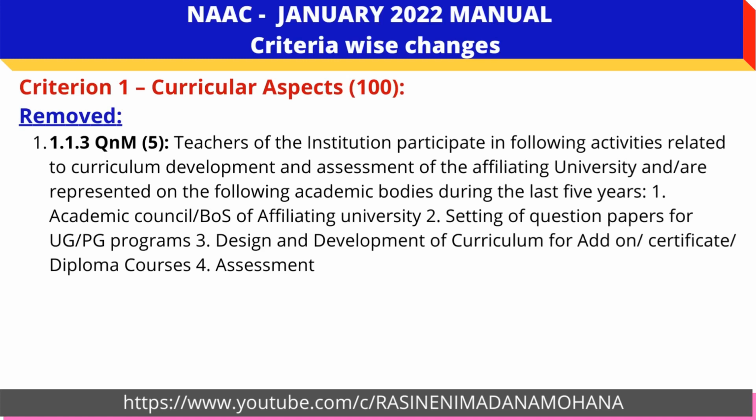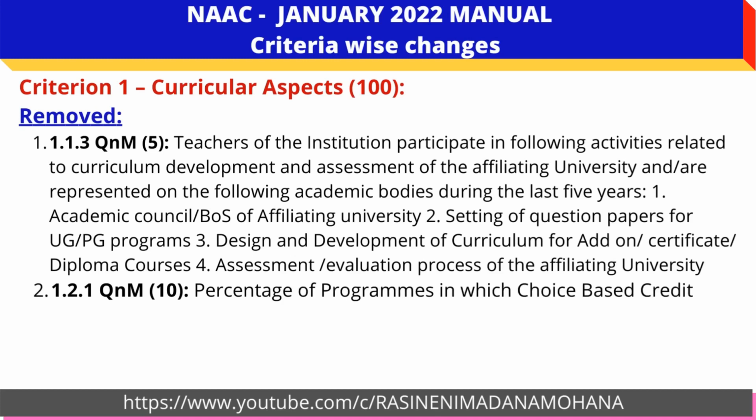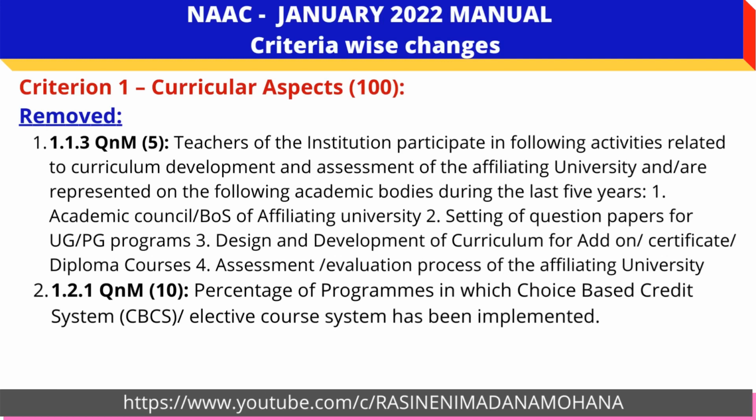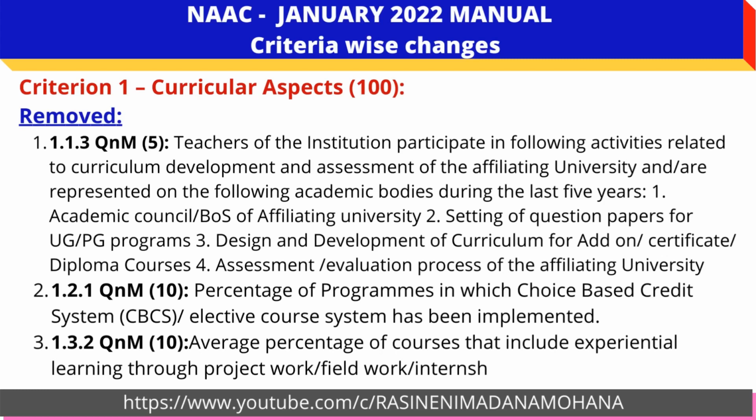Then another metric 1.2.1 again, which is quantitative, 10 points weightage. Percentage of programs in which choice-based credit system and elective courses. This is also removed. Then another metric 1.3.2, this is also a quantitative metric. Average percentage of courses that include experiential learning through project work, field work, internship, last 5 years. So these three metrics are removed.